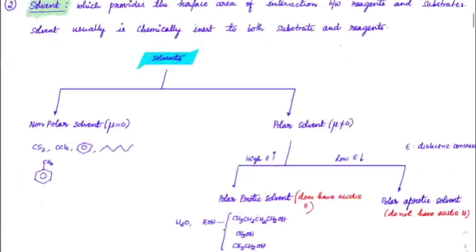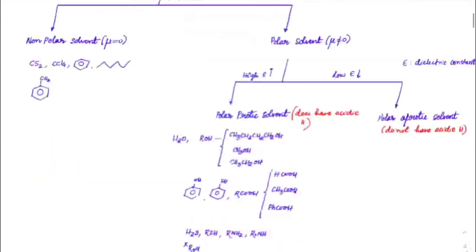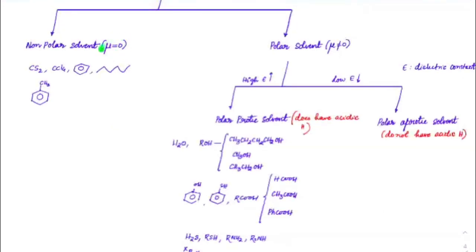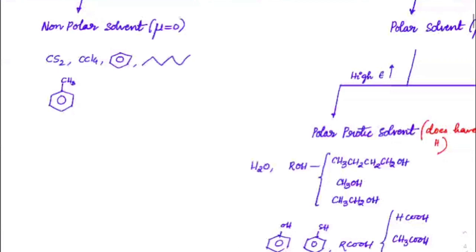Now, when it comes to solvents, there are two kinds, non-polar and polar. We have studied this, so that's why I'm just going briefly over it. A non-polar solvent is something where the dipole moment is 0, while a polar solvent will have a certain dipole moment. These are a few species: CS2, CCl4, benzene, n-hexane, toluene. These are the non-polar solvents we see.